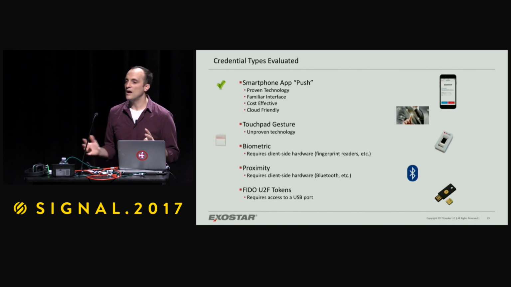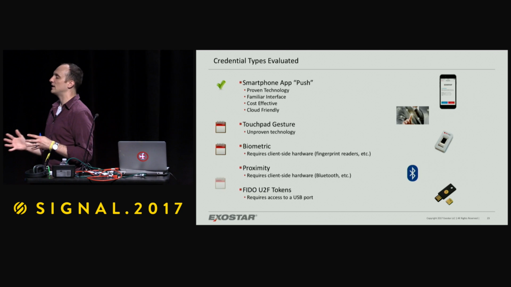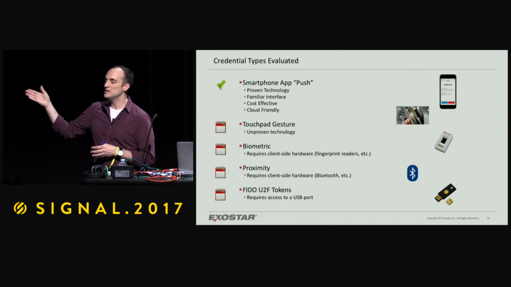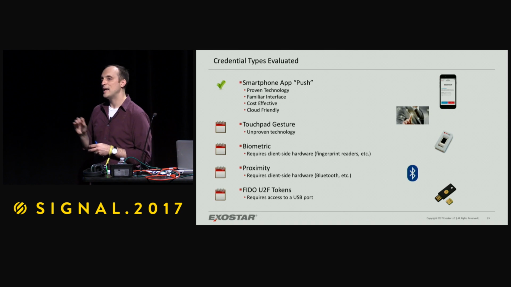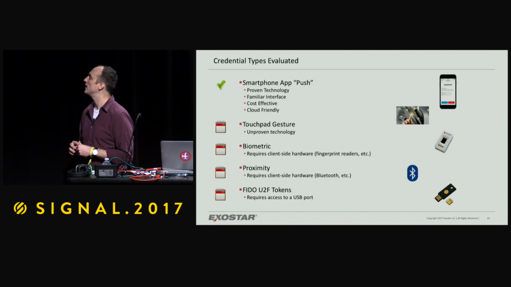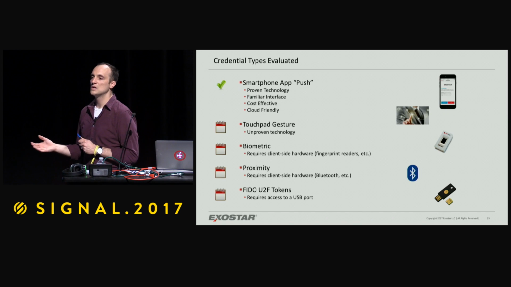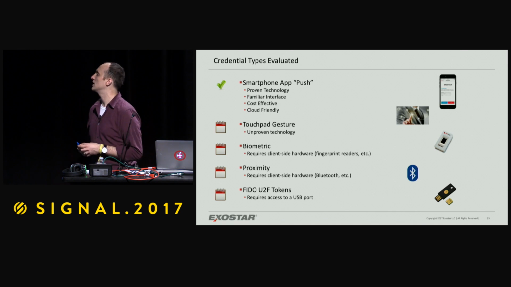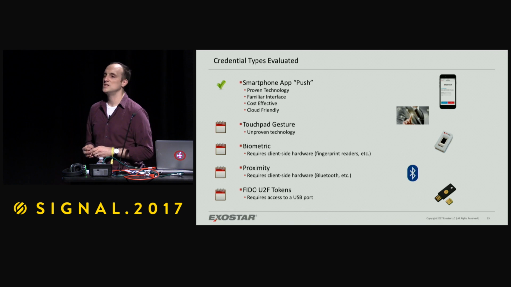So we did a bake-off to decide what type of second factor we were going to add to the system that was more user-friendly. We looked at push-style authenticators like Authy. We looked at touchpad gesture authentication. It was new technology, and we weren't confident in its efficacy at that point in time. Biometrics, of course, require hardware at the workstation, and we're a cloud provider. We don't want to require our users to have any extra hardware at the workstation. Same with proximity and U2F tokens.